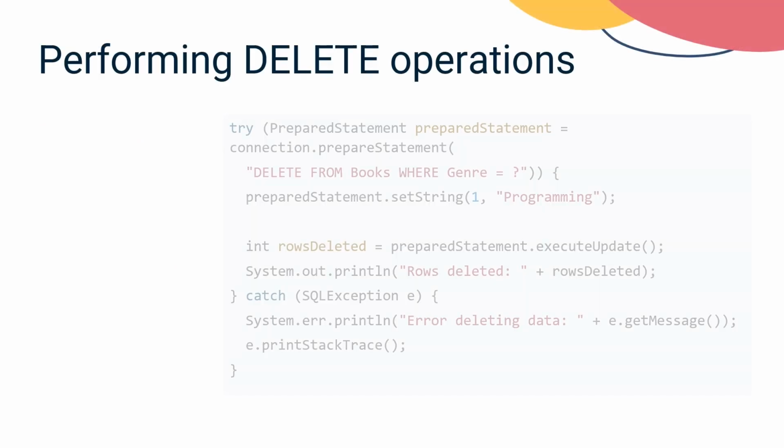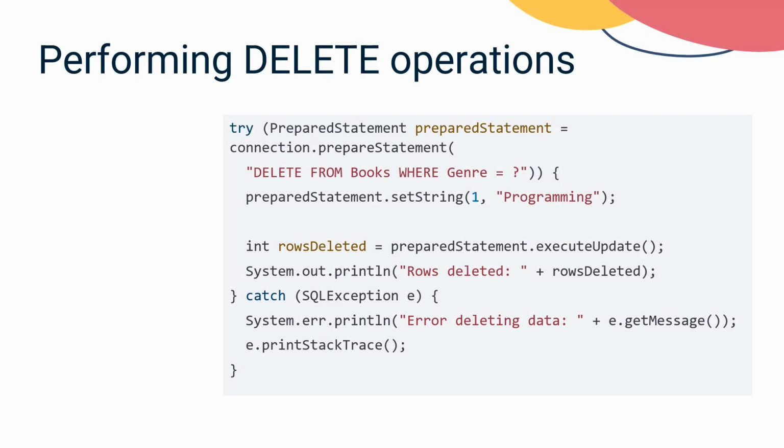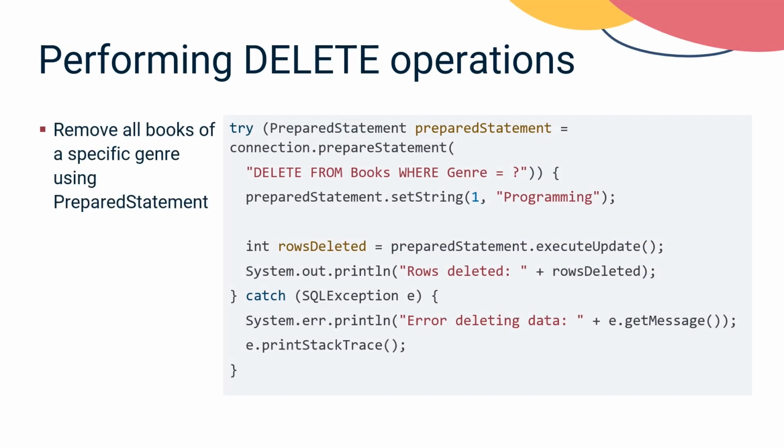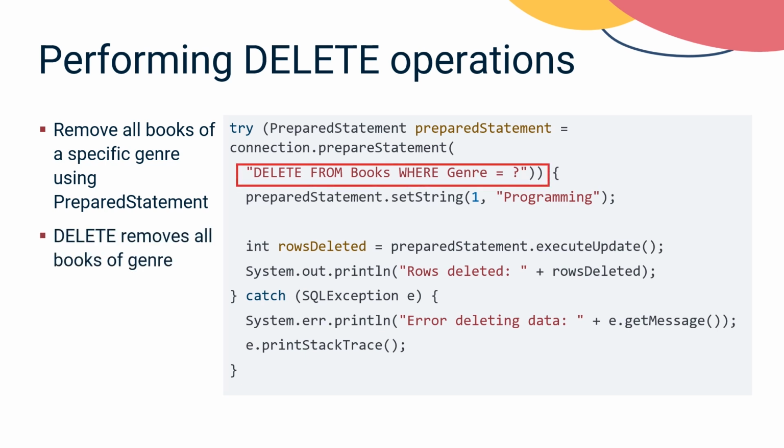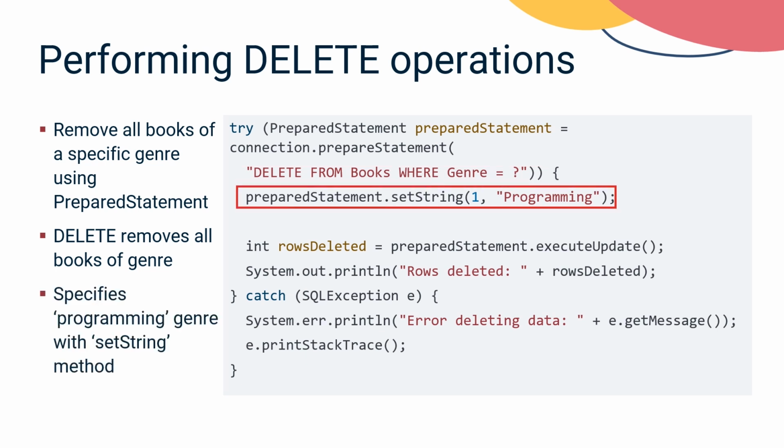And finally, here is an advanced example of a delete operation, removing all the books of a specific genre by using a prepared statement object. In this code, the delete command removes all the books of the programming genre from the books table by using the where genre equals ? clause to filter on the genre, and specifying the programming genre with a setString method.